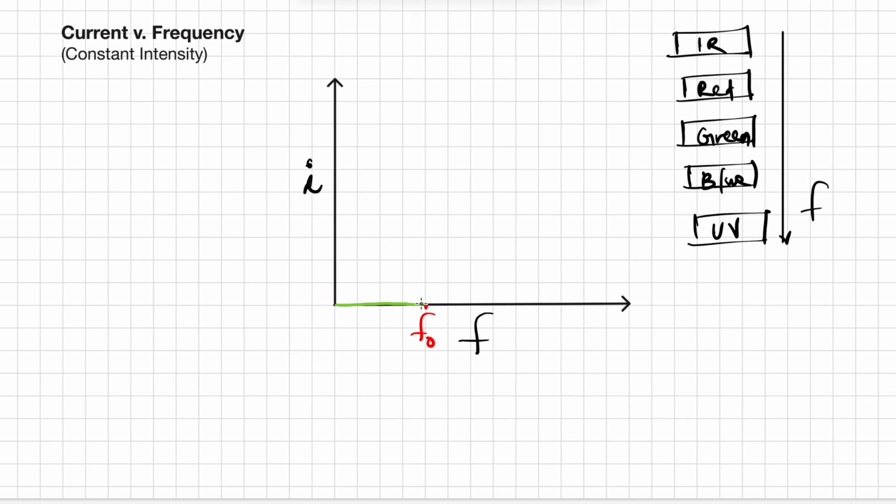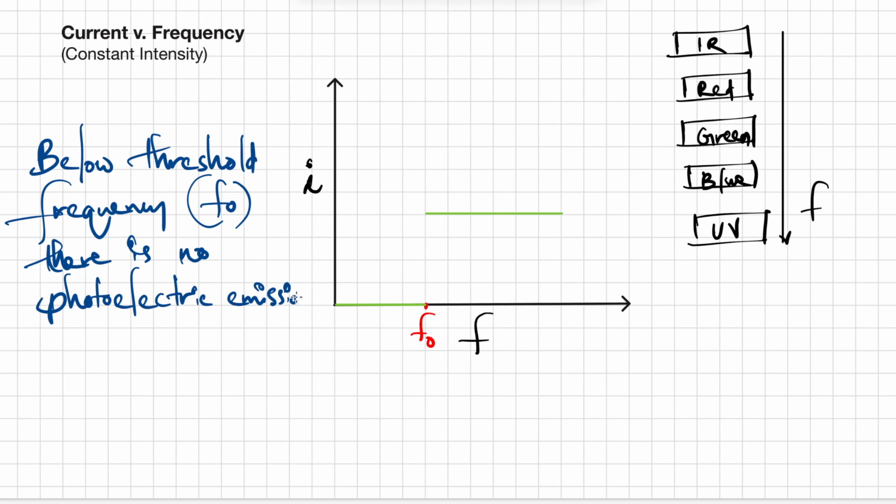Below threshold frequency, there will be no photoelectric effect. Up to this point, there will be no current in the circuit because there is no photoelectric emission, because we are using electromagnetic radiation with frequency less than threshold frequency. If you keep on increasing the frequency, you can see current. That's the first graph. This means below threshold frequency, there is no photoelectric emission and no current in the circuit, right? Below f0, there is no current.